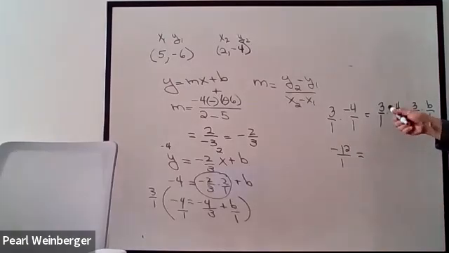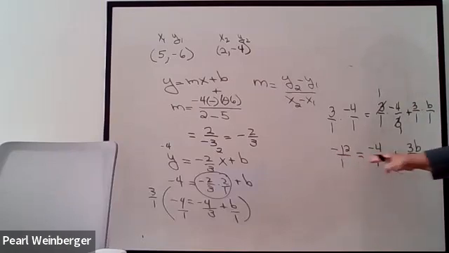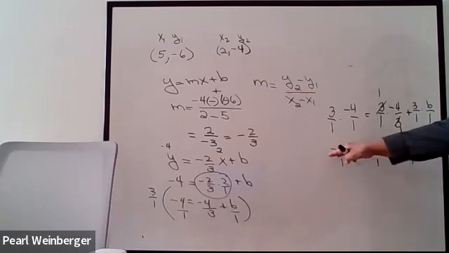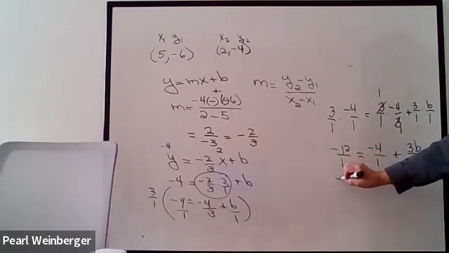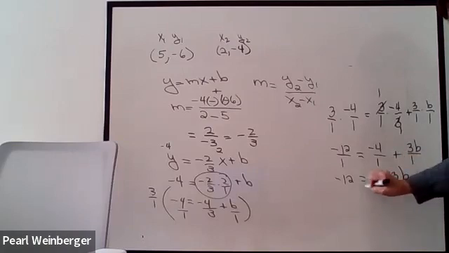Over here, I have 3 over 1 times negative 4 over 3. I can cancel out the 3. I cross cancel. So all I'm left with is negative 4 times 1, which is negative 4, over 1 times 1, which is 1. And here, again, nothing cancels out. So I just do 3 times b over 1 times 1, which is 1. And once I have all my denominators being 1, I could just write it: negative 12 equals negative 4 plus 3b. And I'm going to add 4 to both sides.